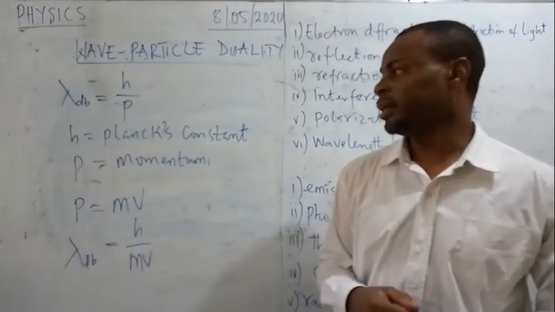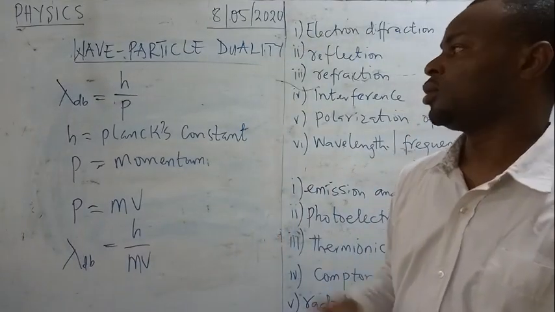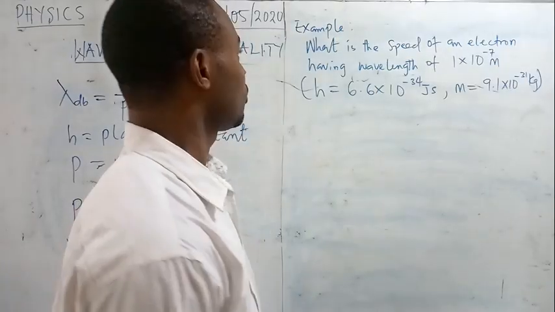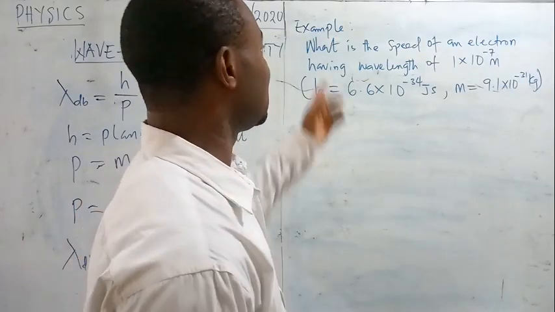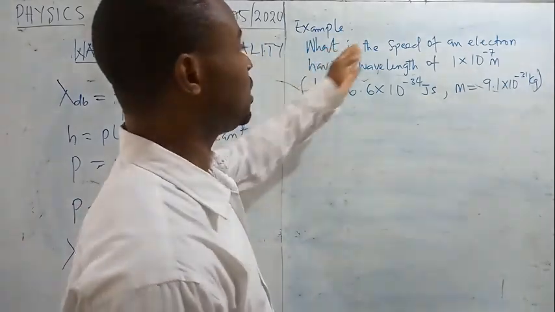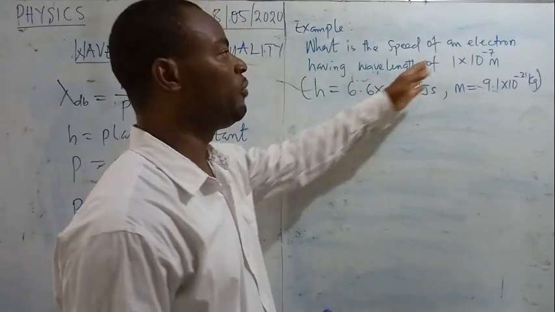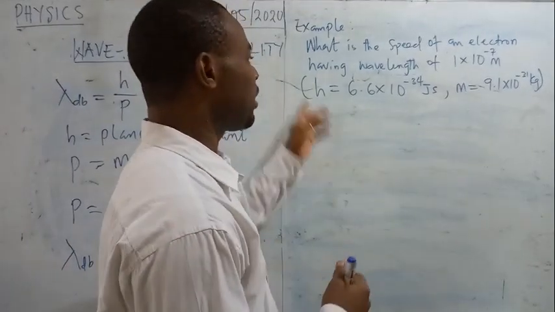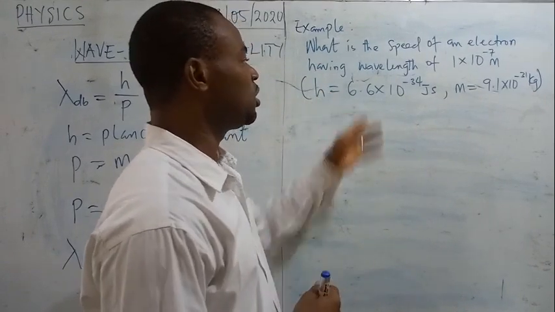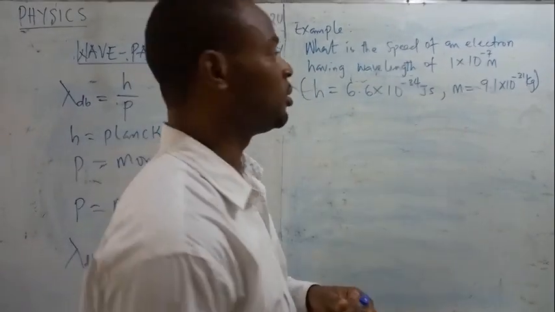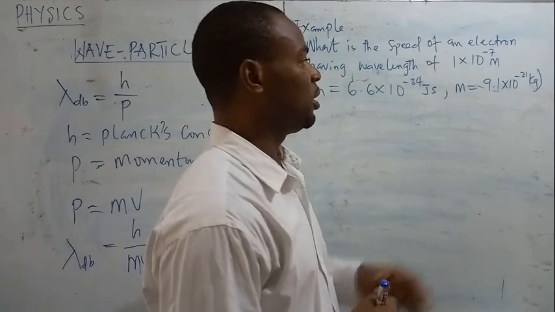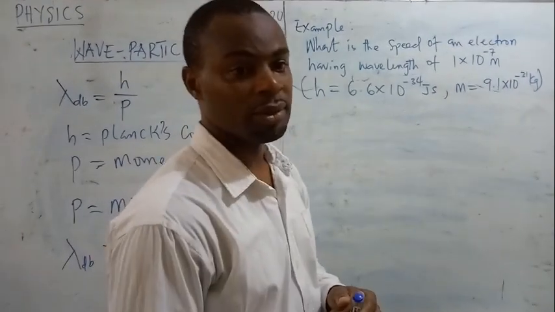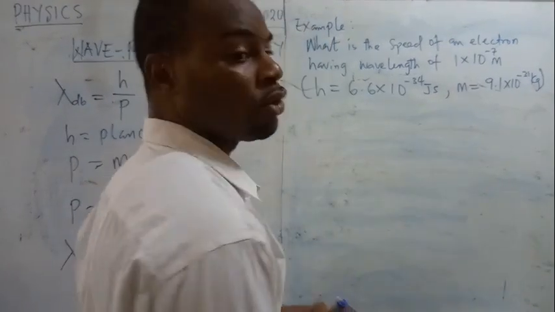We are now going to take some calculations to determine this wavelength. We take the first example. Now, looking at the example on the board, what is the speed of an electron having wavelength of 1 times 10 raised to the power minus 7 meters? And in bracket, we have the Planck's constant to be equal to 6.6 times 10 raised to the power minus 34 joules second. And the mass of the electron equals to 9.1 times 10 raised to the power minus 31 kg. That is kilogram.